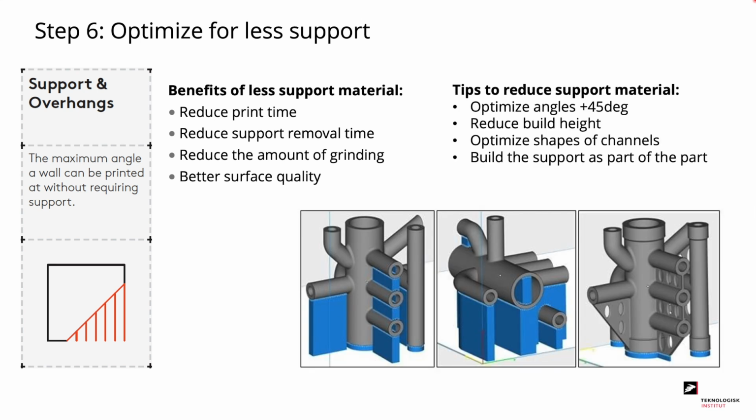One way to reduce the amount of support material is to optimize the angles so that they're all above 45 degrees in relation to the build platform. Another possibility is to reduce the build height and thereby also reduce the need for support material. You can optimize the shape of the channels so you don't need support inside the channels. And finally, you could build support as part of your part, as we see in the picture in the bottom right.